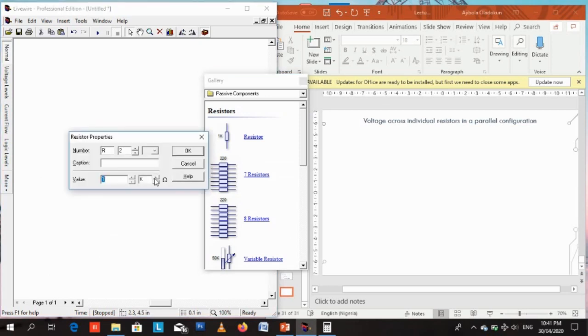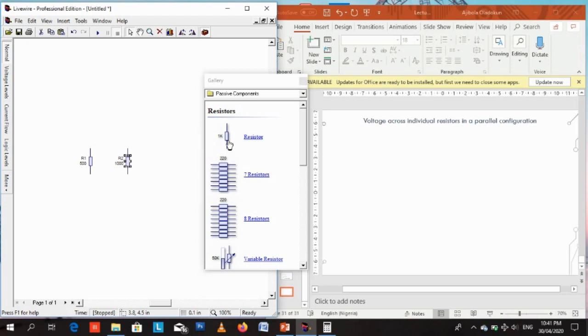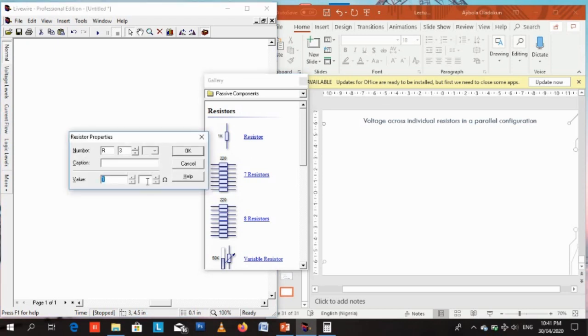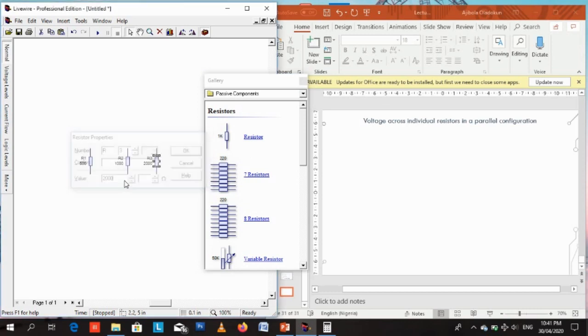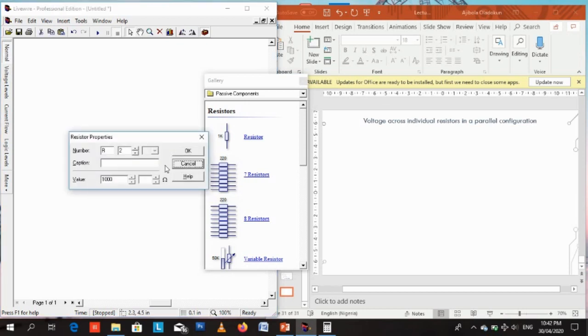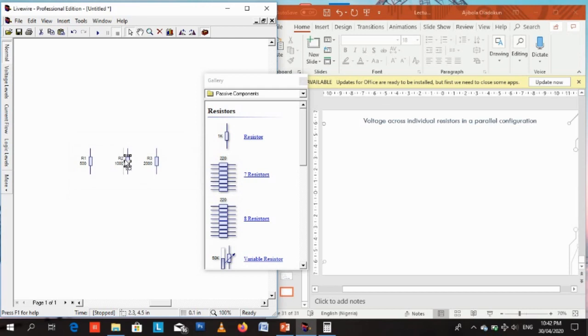Double click. Let's change the resistance to remove the K. 1000 ohms should work. Resistor 3, 2000 ohms. Okay. So we have 3 resistors in parallel. One is 1000 ohms, the other is 500, and the last one is 2000 ohms. So 3 resistors in parallel, and the resistances have different values.